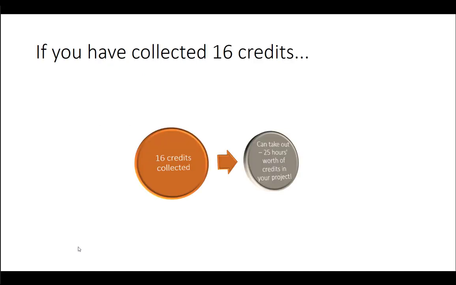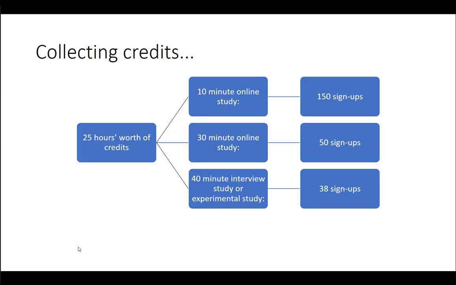So if you've collected the 16 credits, the threshold, you can take out 25 hours worth of credits for your own research project. If we look at what that could break down to, if it was a 10-minute online study, you could have around 150 sign-ups. If it's a 30-minute online study, or it could be an interview study, you could have around 50 sign-ups. If it was a 40-minute study, you could have 38 sign-ups and so on. So with 25 hours worth of credits, you can collect quite a lot of data.